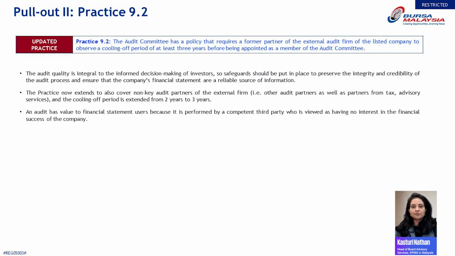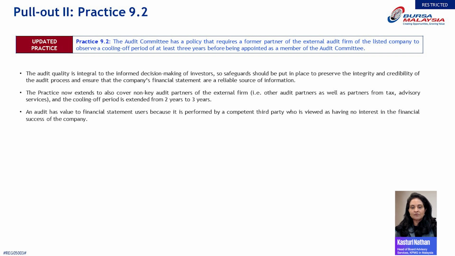The write-up to Practice 9.2 has stipulated a requirement for the audit committee to preserve the integrity as well as credibility of the audit process and to allow informed decision-making by investors.